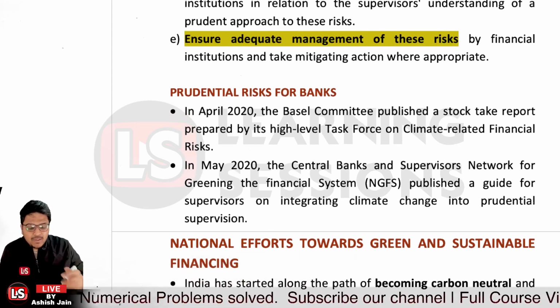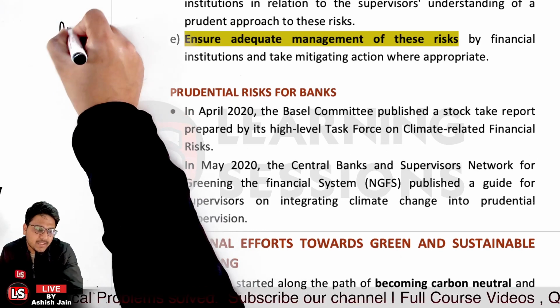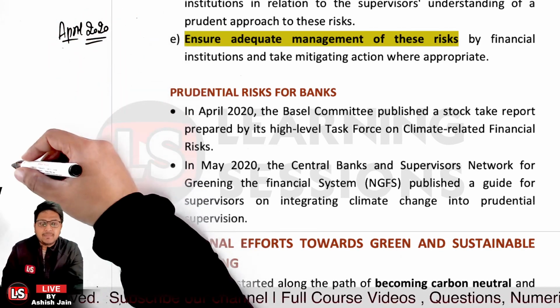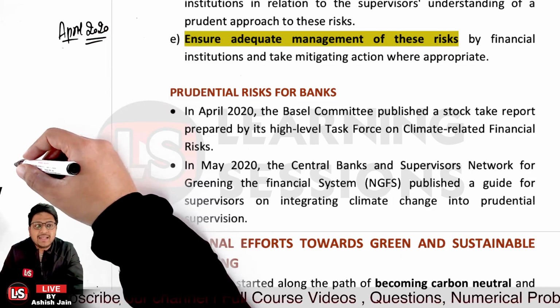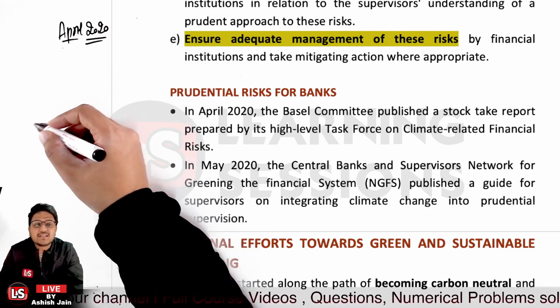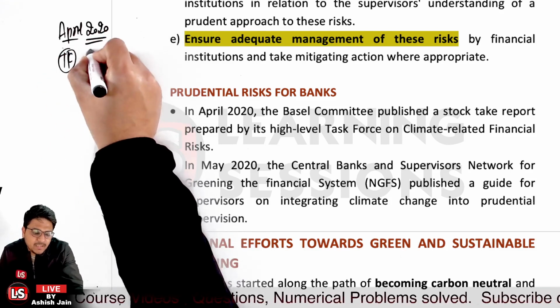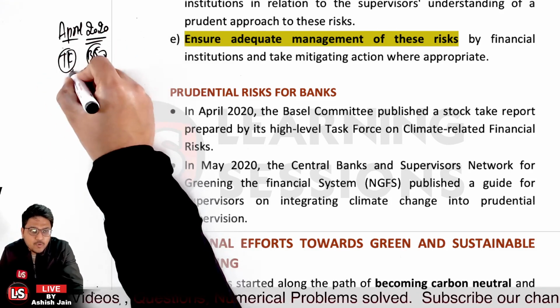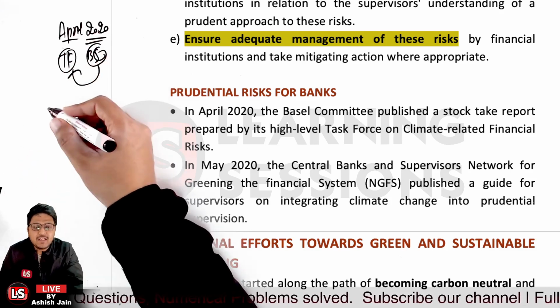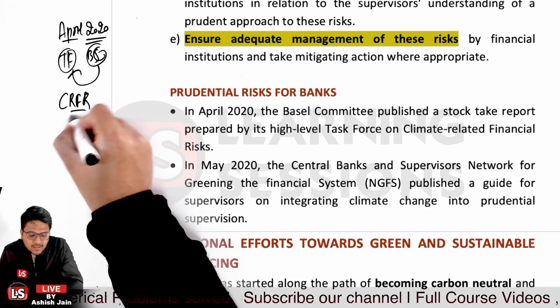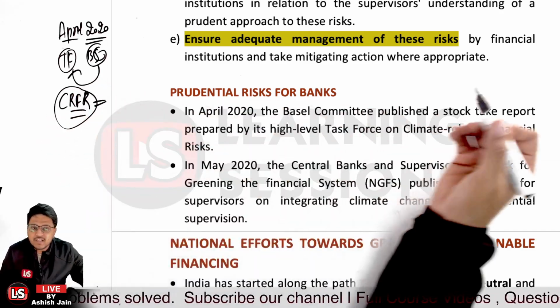Now in April 2020, the Basel Committee published a stocktake report prepared by its high level task force. So there was a task force in the Basel Committee, and it published a report on climate related financial risks. So what are the climate related financial risks? This particular report was given by the Basel Committee.